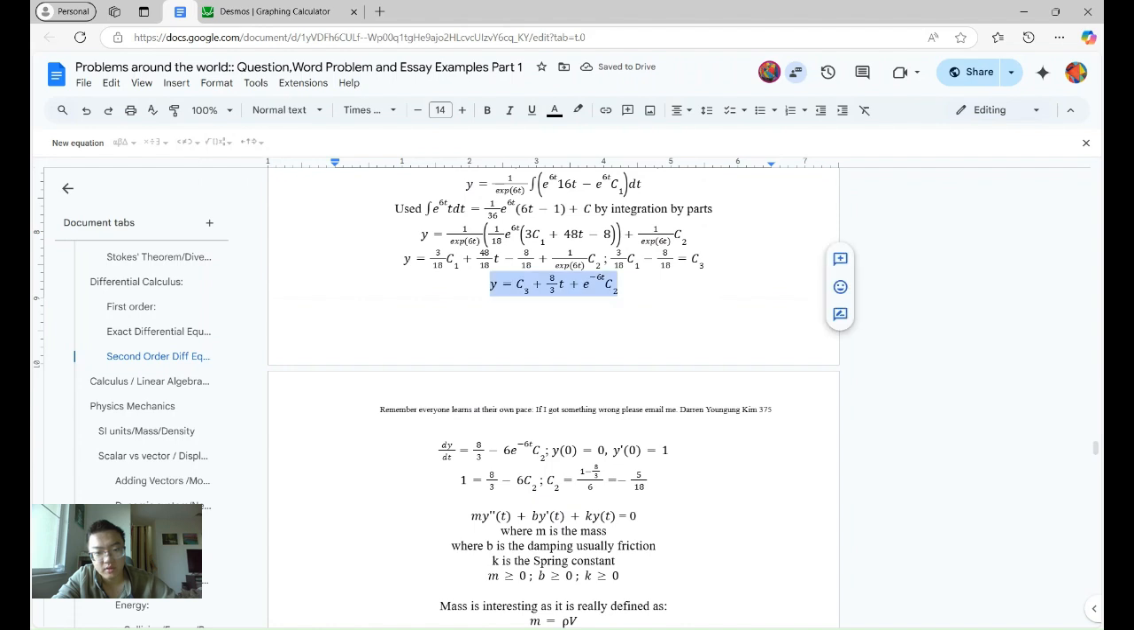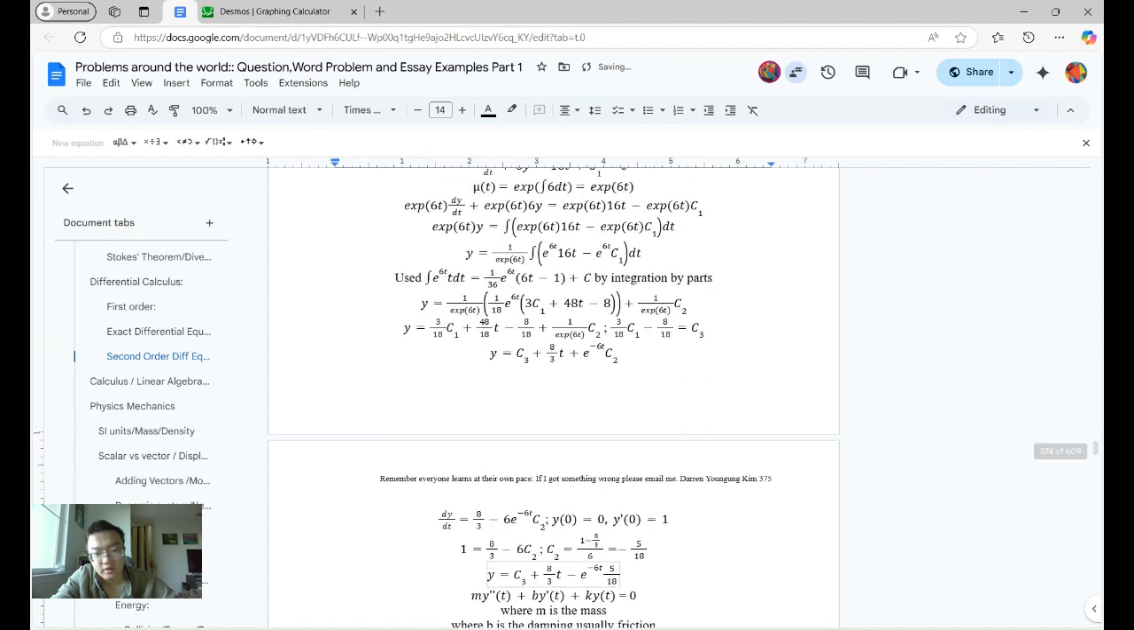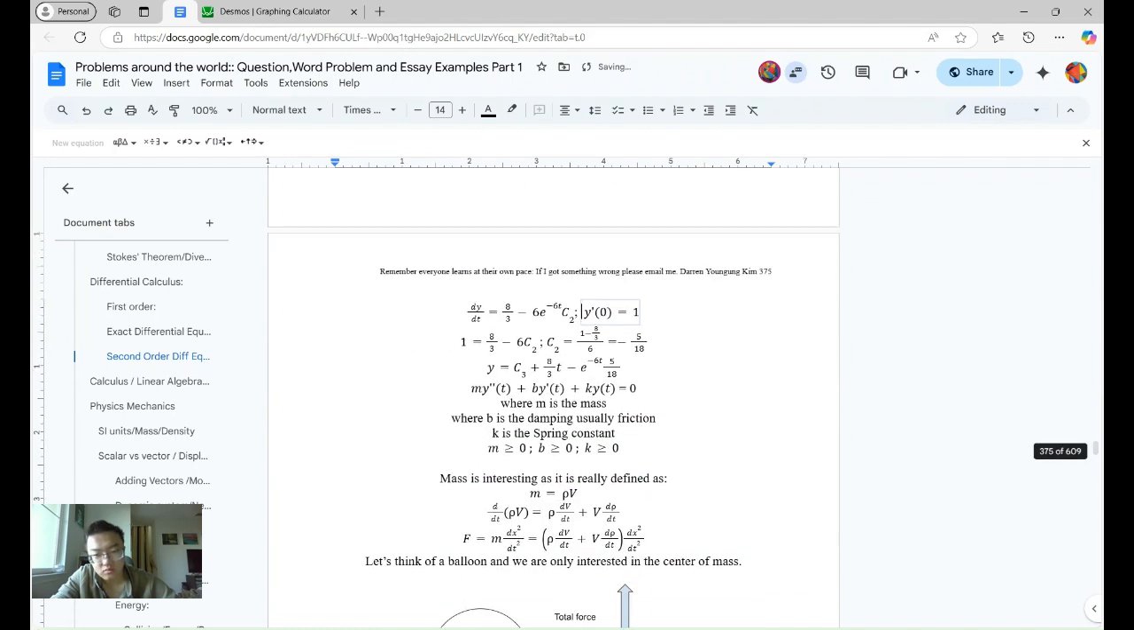But now we need C3, which you get with y0. I forgot I made it like this. Pain in the ass. Let me just change that up.